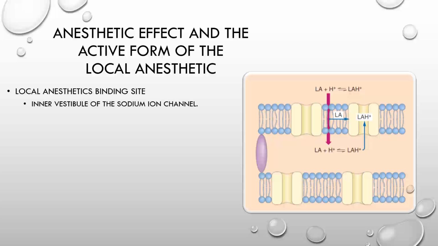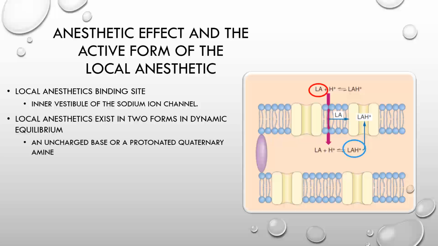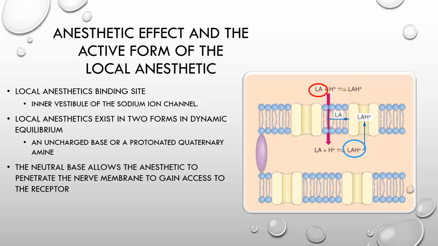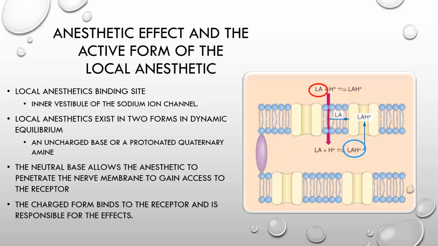Local anesthetic binds with specific receptors that are within the inner vestibule of the sodium ion channels. And the commonly used injectable local anesthetics exist in two forms that are in dynamic equilibrium. One is the uncharged base that you can see in the red circle, and the other one is the protonated quaternary amine that's in blue. The neutral base allows the anesthetic to penetrate the nerve membrane to gain access to the receptor. Because it's not charged, it's more hydrophobic or lipophilic. And the charged form binds to the receptor and is responsible for the local anesthetic effect that's blocking the motor transmission.